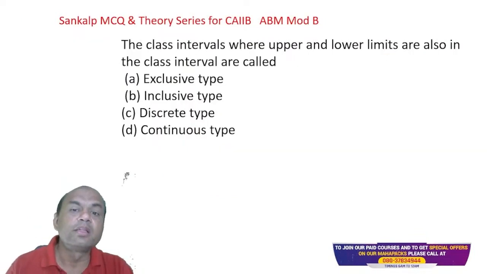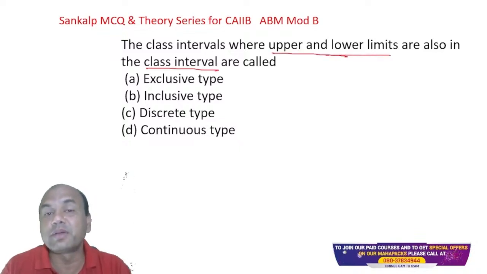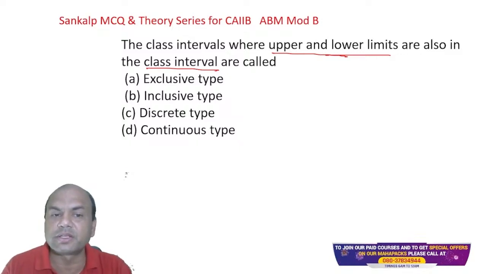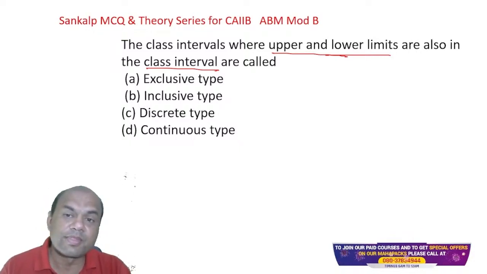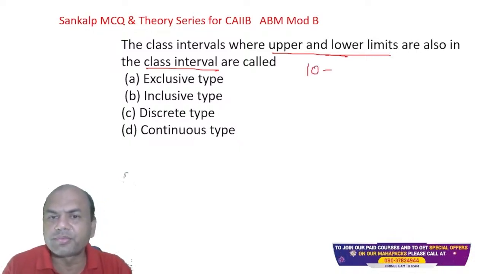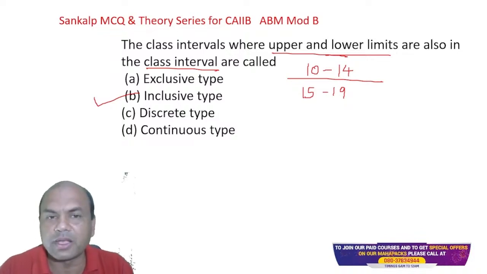Okay. The class where the upper and the lower limits are also in the class interval is called as, have we done this? No, I was explaining you at that time. Yeah. So this is the same question which we have done. Upper and the lower limits are also in the class interval, so they are in the class interval. So it is called as exclusive, inclusive, discrete, continuous. Which is this? Just now I told you, right? That 10 to 14, 15 to 19, right? So upper and lower, I told you, if I get 14, it will be in this class, right? So this is known as inclusive, right? And then we have to convert this to exclusive. I've shown you earlier, so we won't be repeating it now, okay?